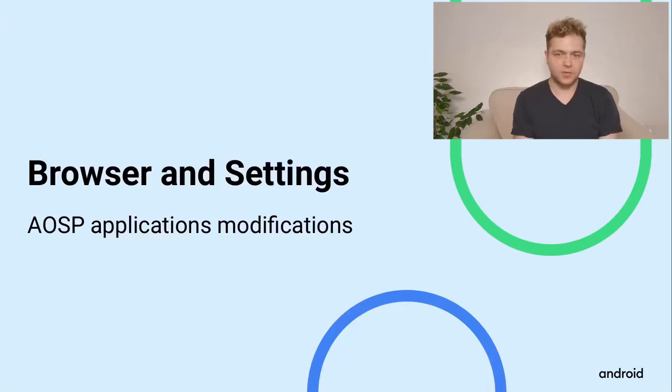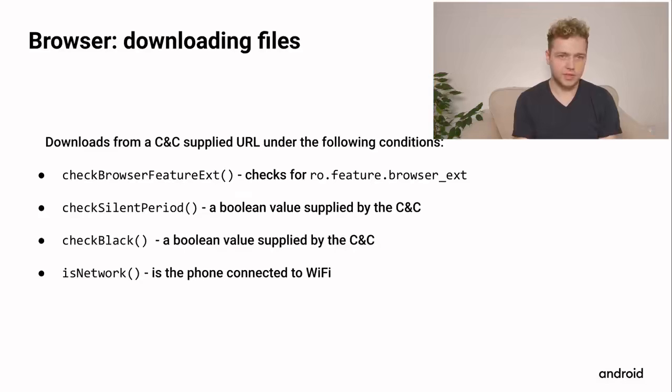There are also browser and settings modifications. So browser and settings are apps that are part of the Android open source project and come with your phone, but they obviously can be modified in the process of creating the system image, and additional code can be added to them. So I already said that browser is used to download the APK files, and it downloads any URL that is supplied by the CNC. So for example, it can download the APK file, but it can download also anything else.